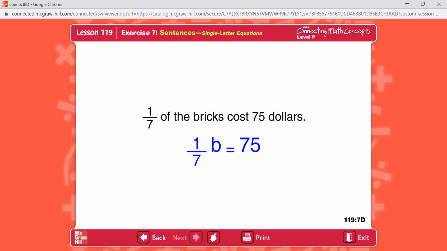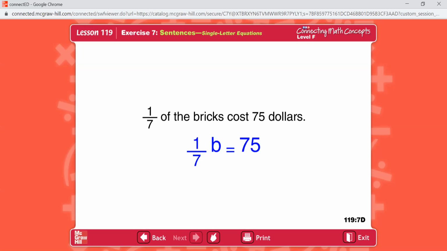Find part 3 in your textbook. For each sentence, you'll write an equation. Item A, 4/7 of the pens cost $88. Pause the video now to write your answer. 4/7 P equals 88.